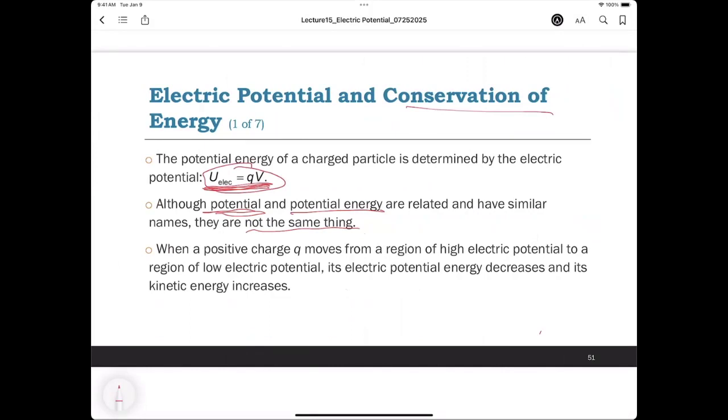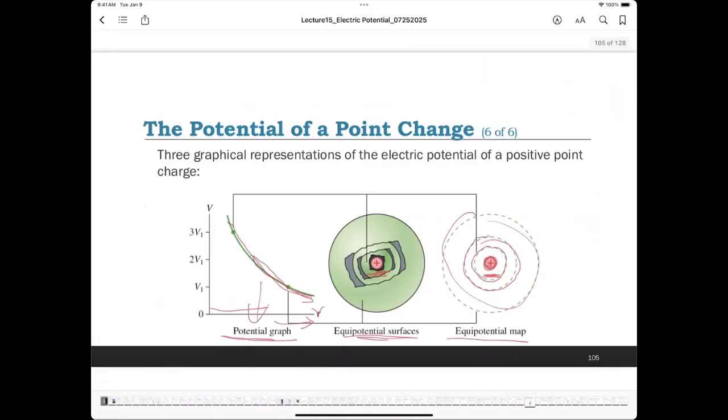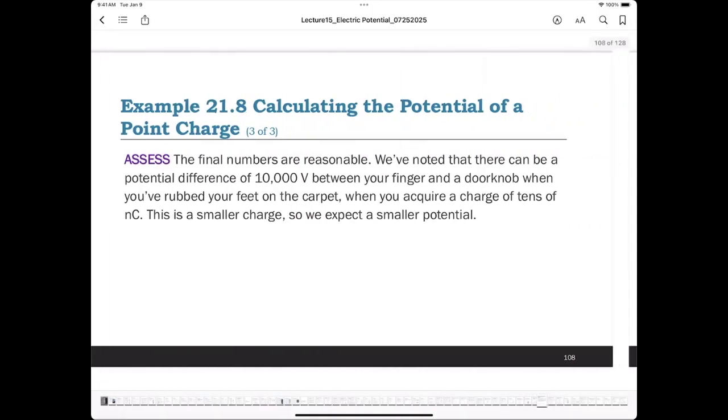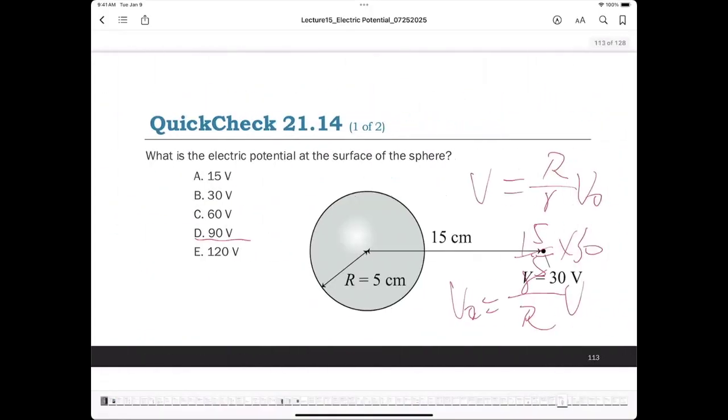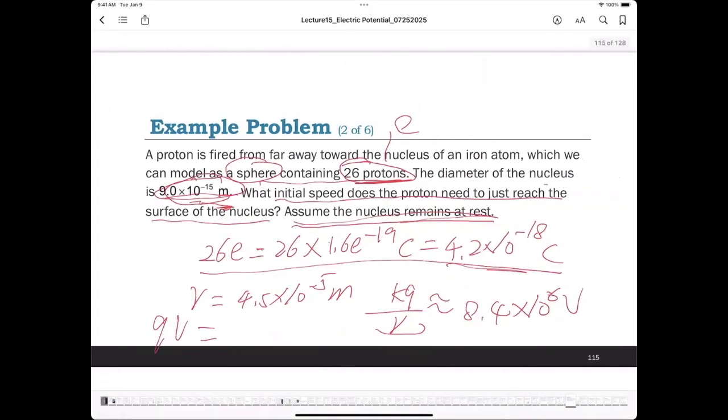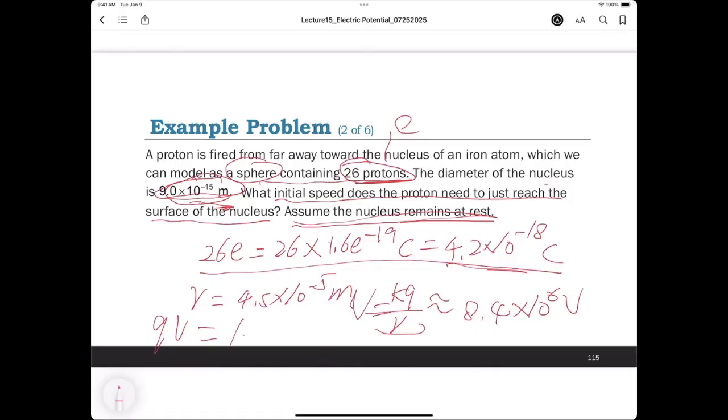And for now, we know Q, we know V. This is V, am I right? And then we know Q. Q is just e, so we know QV equals e multiplied by this voltage.